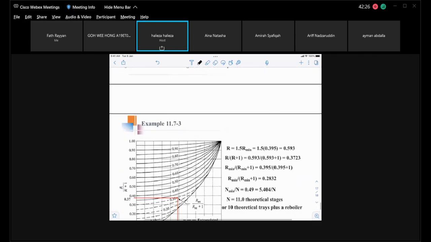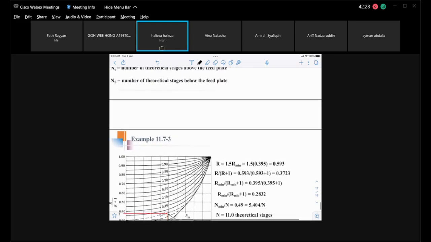Where is the other? Okay, there you go. The column is operating at 1.5 times Rmin, so the actual reflux ratio will be 1.5 times that Rmin. This is the value of your Rmin. So you multiply with 1.5, and you get that value for your actual reflux ratio.